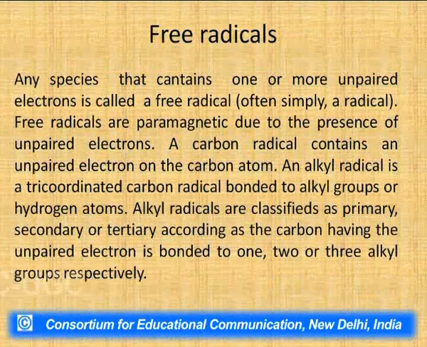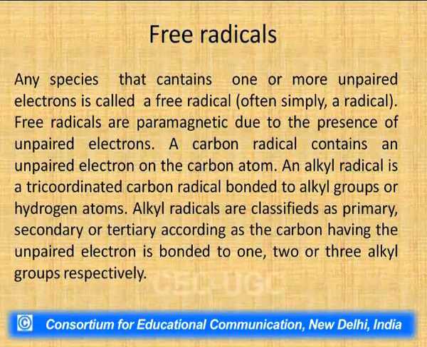Now we come to the third carbon species we have taken today, free radicals. What are free radicals? Any species that contains one or more unpaired electrons is called a free radical, and we can often say radical. Free radicals are paramagnetic due to the presence of unpaired electrons, and they can be detected in ESR measurements.